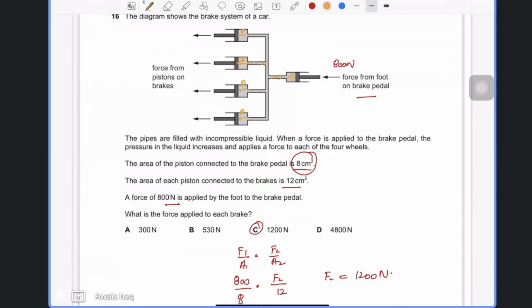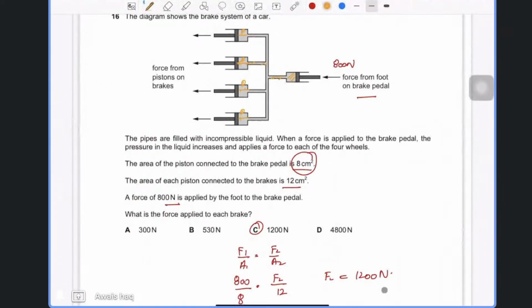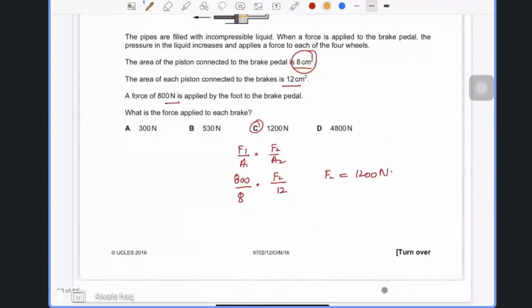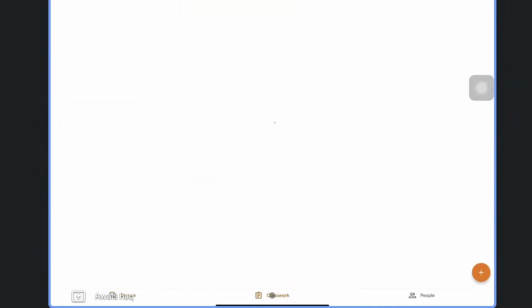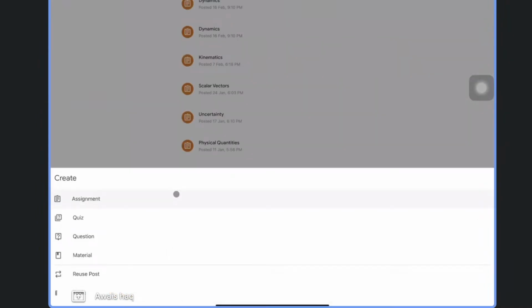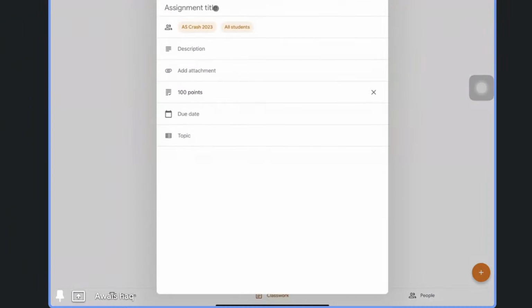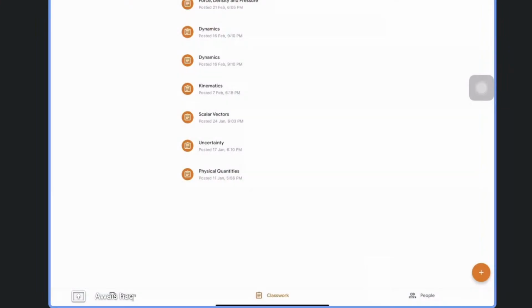Okay, no, sir. Thankfully we are done with this chapter, and I hope you guys have some understanding now of what you do. So I'm just creating the assignment here, and I believe you guys should be able to do it by, let's say, pressure, right? What was it? Force, density, and pressure.